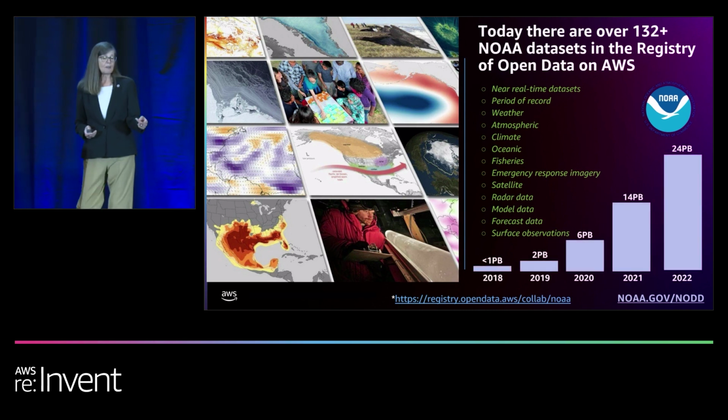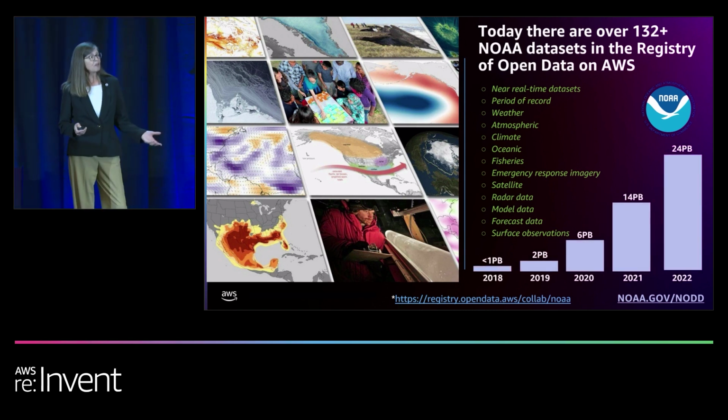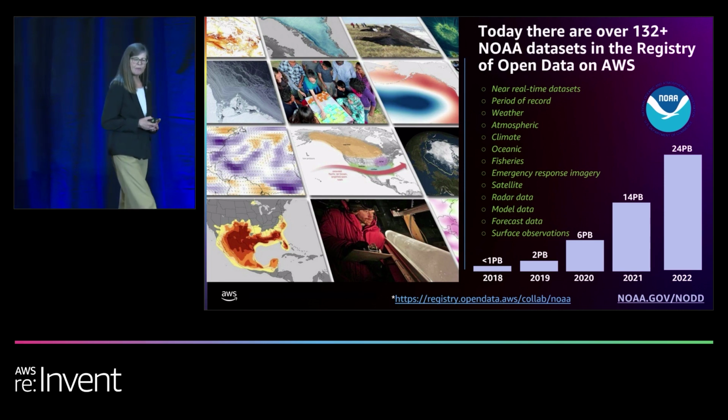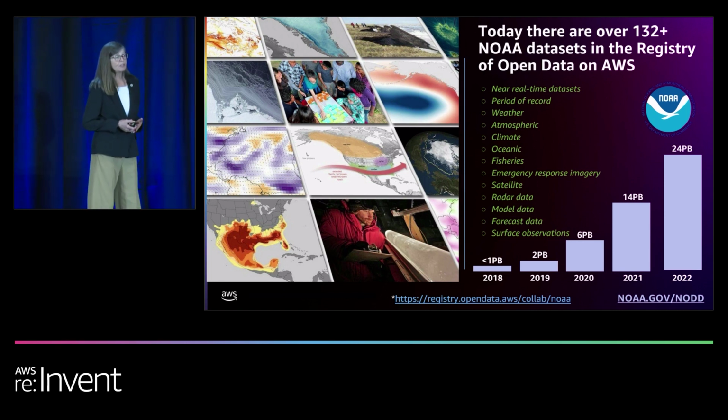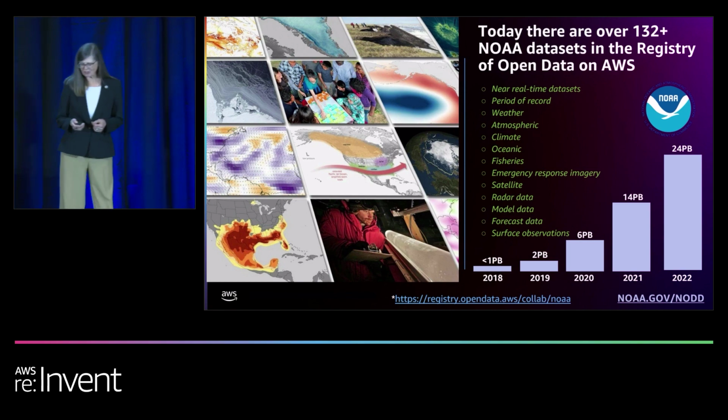The link to RODA is also listed. The bar chart at the bottom reflects that the total volume of data available via NOD by the end of fiscal 2022 was 24 petabytes, revealing fast, significant growth in the volume of NOAA data on the cloud. User interest is increasing commensurately.